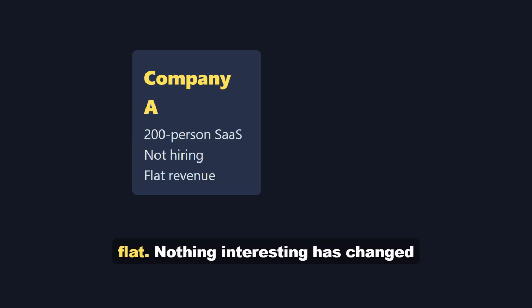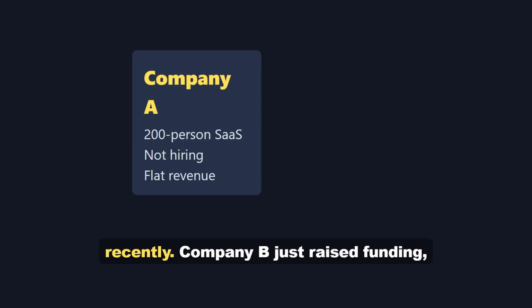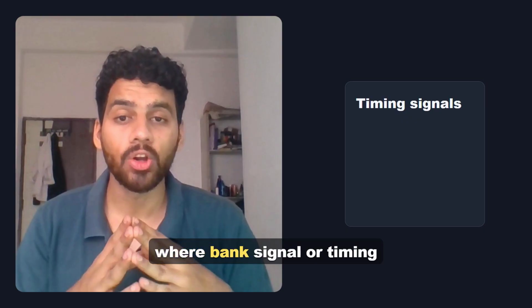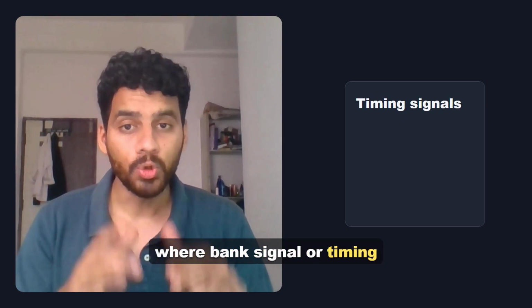Company A isn't hiring, revenue appears flat, nothing interesting has changed recently. Company B just raised funding, is hiring 5 salespeople, and recently appointed a new VP of Sales. Which one would you contact first? Probably Company B, right? That's where buying signals or timing signals become useful.